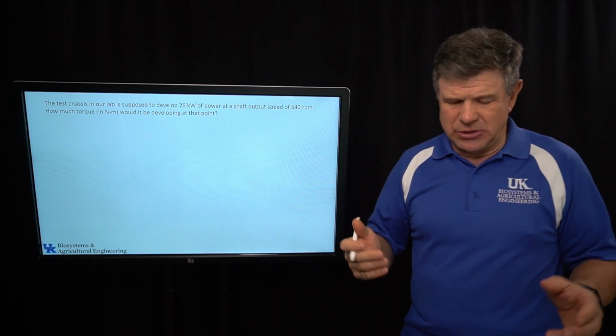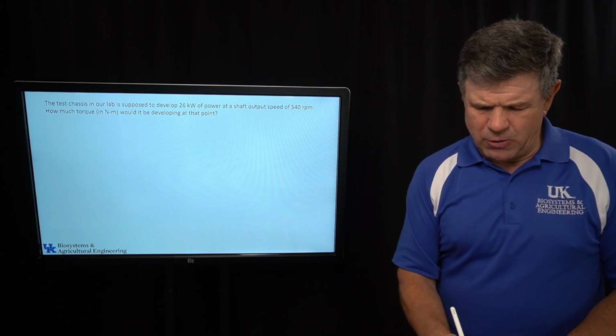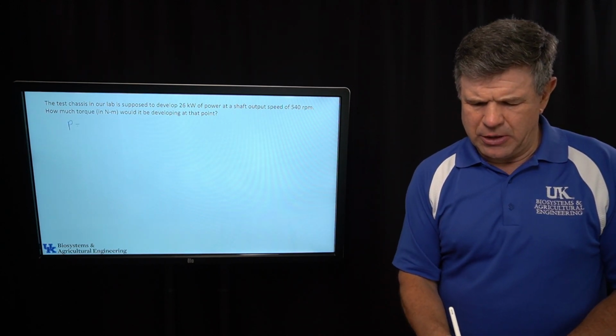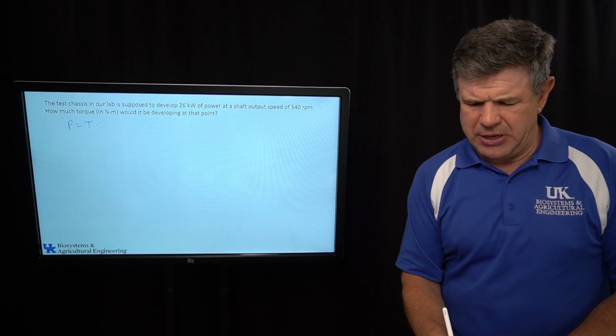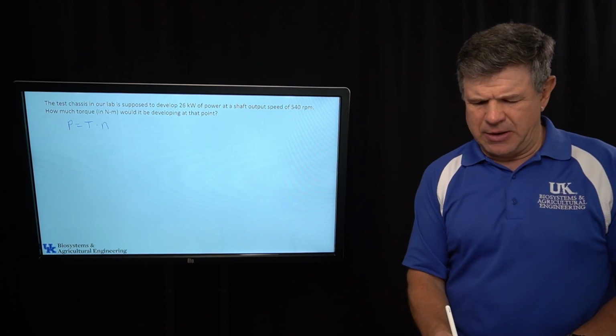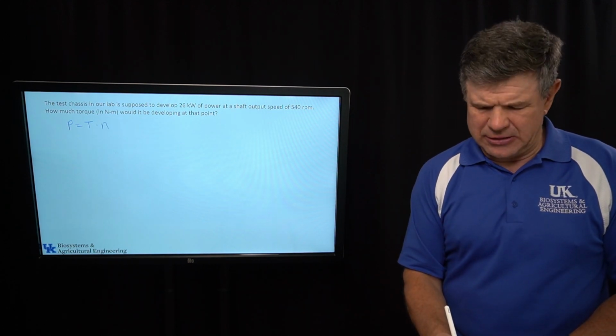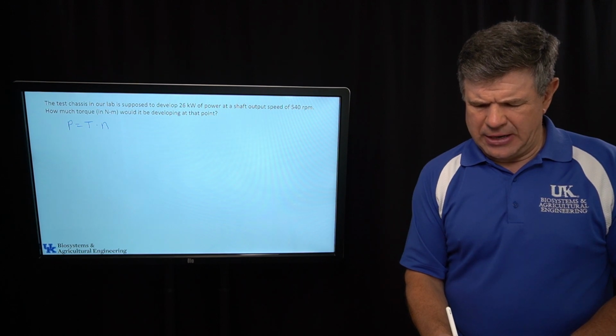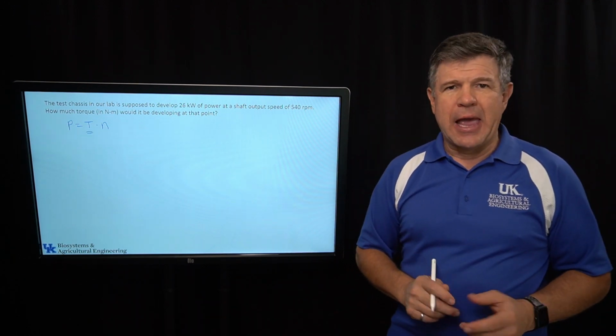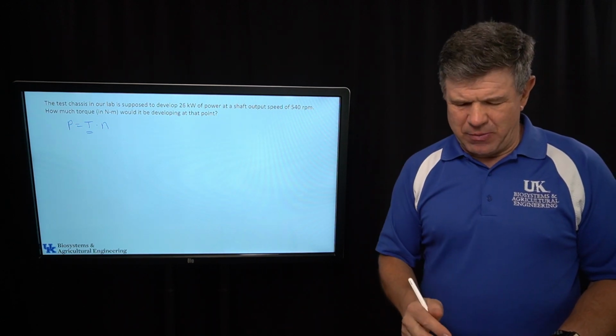It's the same relationship, and we put down our equation: power equals torque times speed. That's our relationship. This time we need to calculate the torque. So I need to solve this equation for torque. And it's fairly simple algebra, if you remember how to do that.